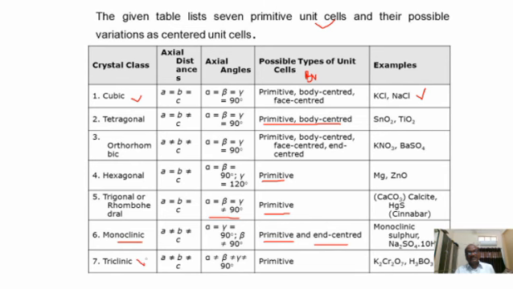Seventh one is the triclinic system. a is not equal to b is not equal to c, and alpha, beta, gamma not equal to 90 degrees. Alpha is not equal to beta, not equal to gamma, not equal to 90 degrees. Available only in one primitive form, one Bravais lattice, that is primitive. Examples are potassium dichromate and orthoboric acid.